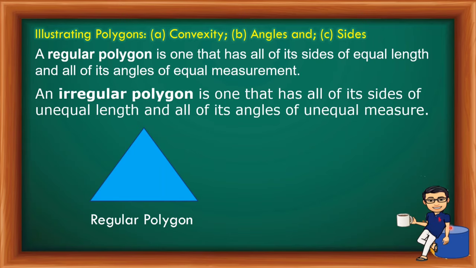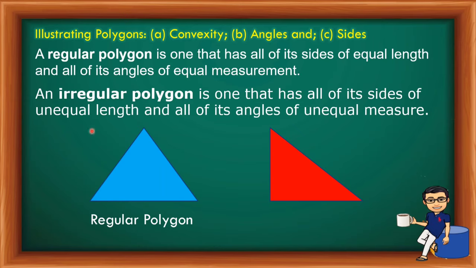So, sabi ko kung may regular, may irregular polygon. An irregular polygon is one that has all of its sides of unequal length and all of its angles of unequal measure. Tulad nito. So, kung mayroon ako ditong figure na ganito, ito alam na natin na 90 degrees yan. So, ito naman magkaiba ng sukat. So, pasok na tayo dun sa unequal measure of an angle. So, yung side nito at yung side na ito at yung side na to ay hindi rin pare-pareho ng sukat.